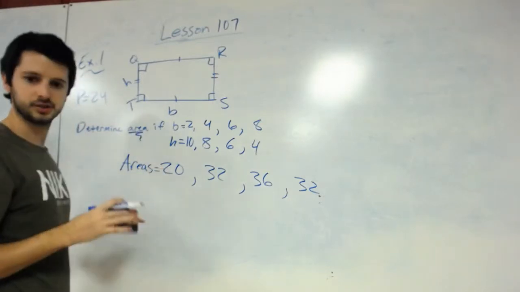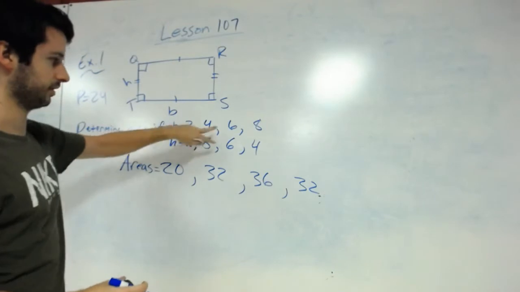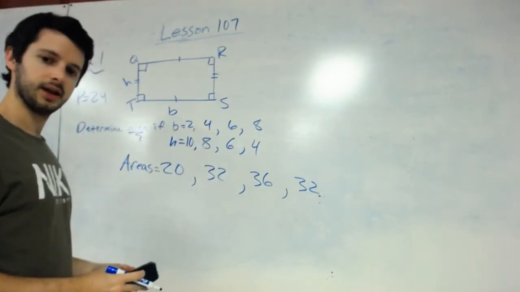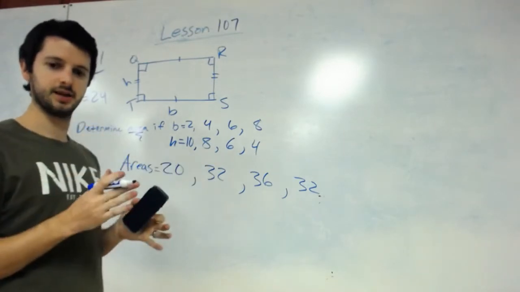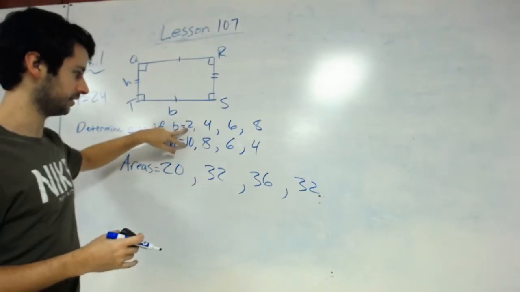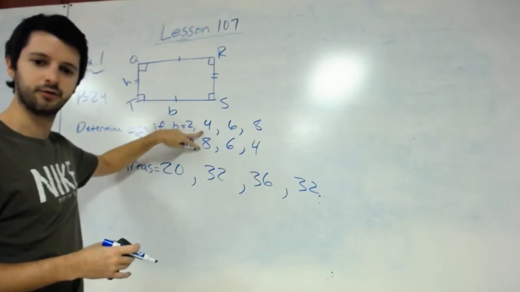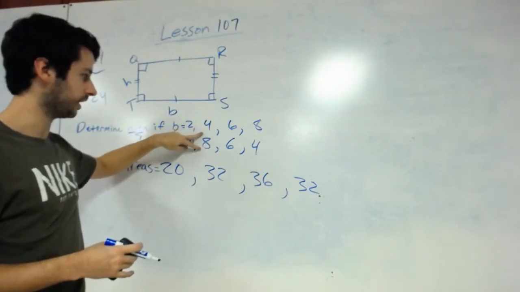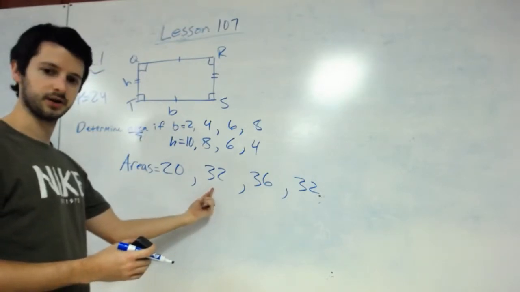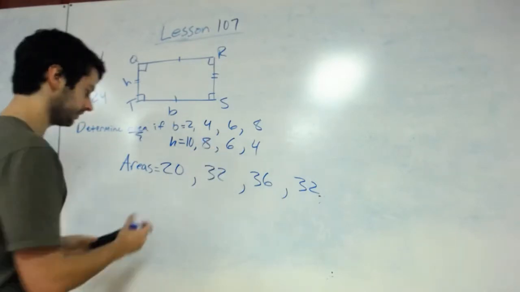Now let's get to the point. The point would be, notice all these had the same perimeter. But the point that they're trying to make is the more that the sides are the same, the bigger the area is. So 2 and 10, those are not as close together as 8 and 4. Notice my area for 8 and 4, my sides are closer together. My area is bigger.